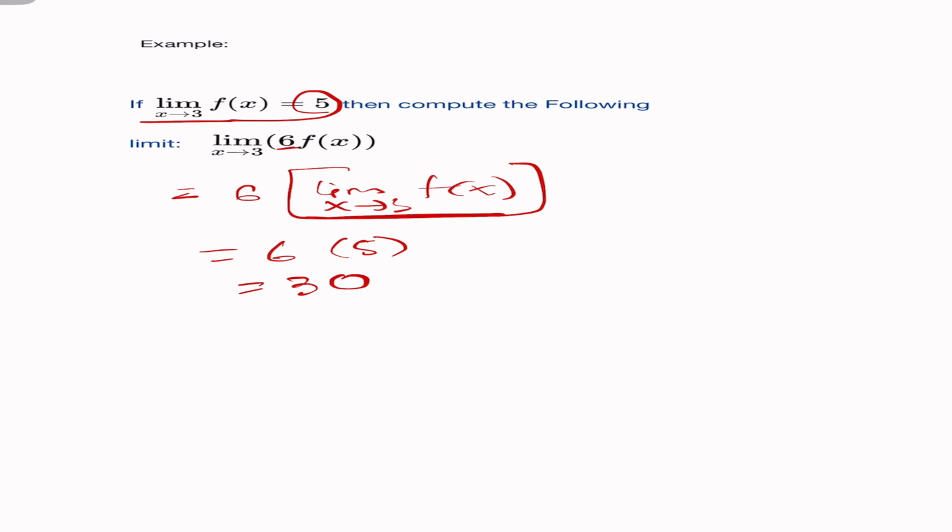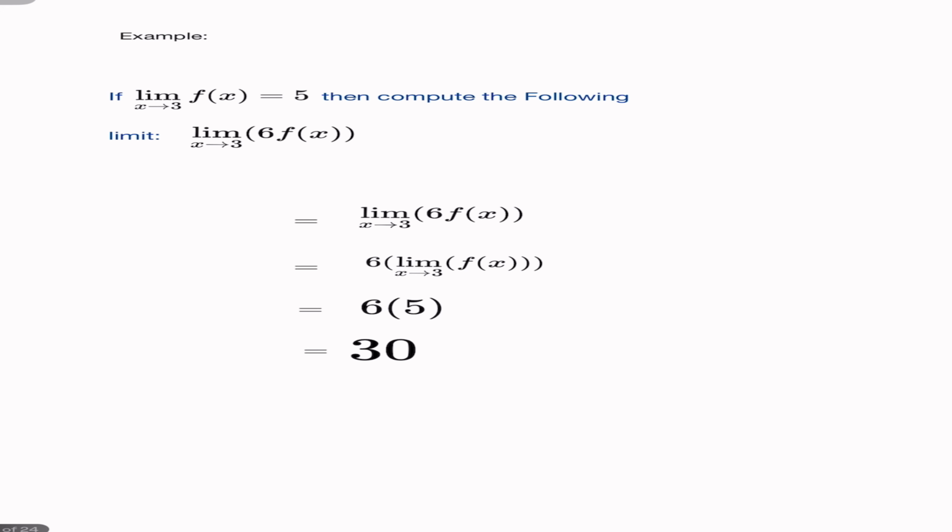Now also, let's say we have a function like the limit as x approaches 3 of 8. This is simply a constant, 8 is simply a constant. So the answer is simply 8. This is the detailed view of the solution of the example we just did.